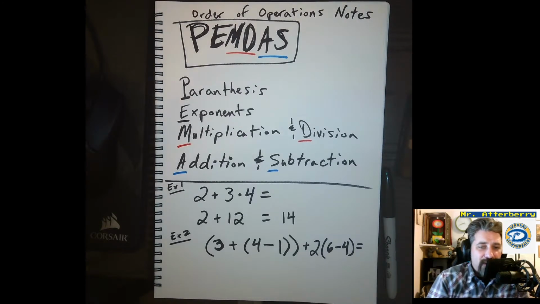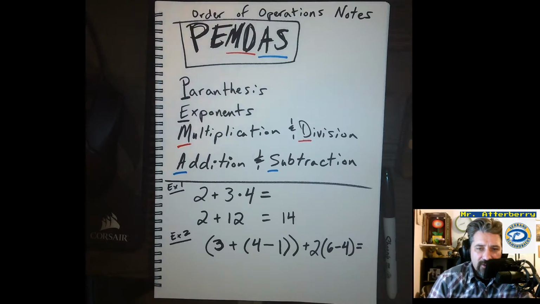Now, example 2 I haven't worked out yet. I have it just sitting here. We have 3 plus, in parentheses, 4 minus 1. That's all in parentheses, plus 2, parentheses, 6 minus 4. So we've got a bunch of stuff going on here. I'm going to kind of scribble some notes down, okay?